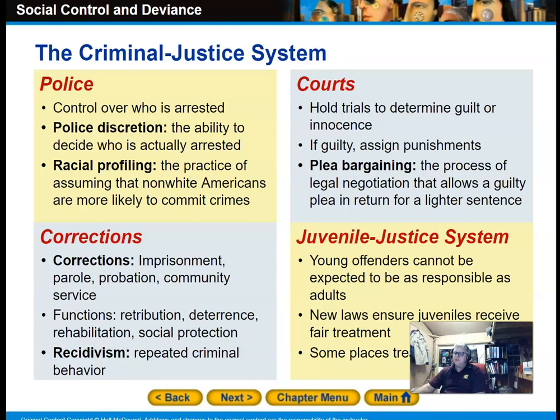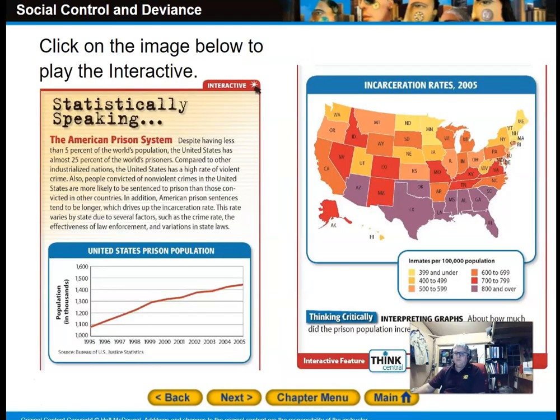The juvenile justice system was developed for young offenders, who cannot be expected to be as responsible as adults. When they created the juvenile justice system, they recognized that young people oftentimes make mistakes because of immaturity and their lack of decision-making abilities, because of that frontal lobe thing that we talked about in psychology. And so they created this so that they would have a second chance. New laws ensure juveniles receive fair treatment. However, some places treat young people as adults. And there have been times where you could be as young as 13 and still be convicted as an adult, depending, like, for a murder.